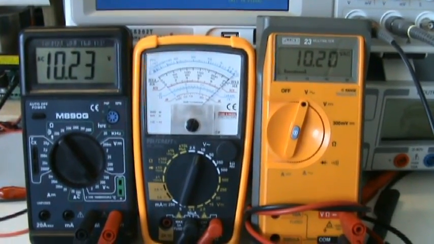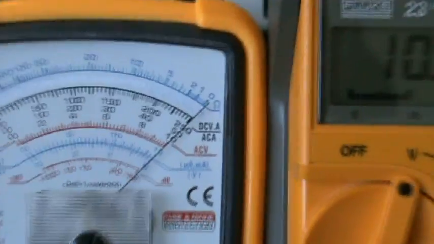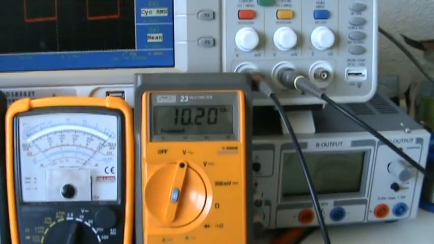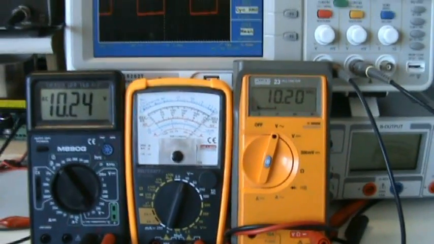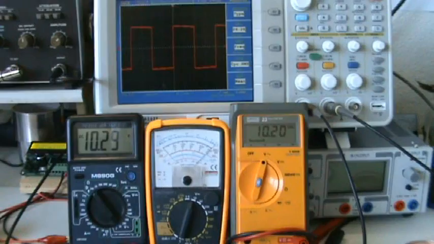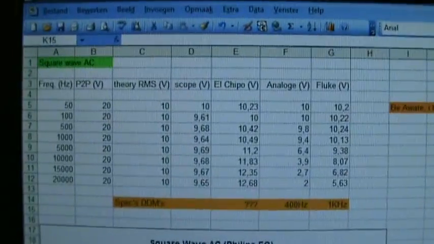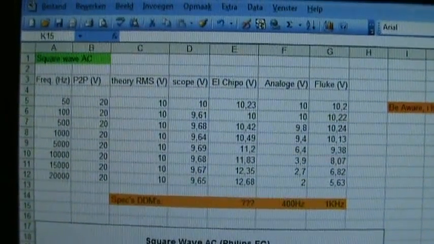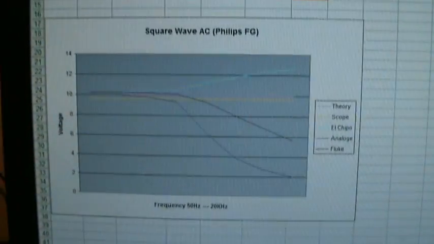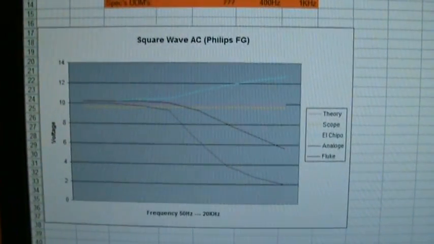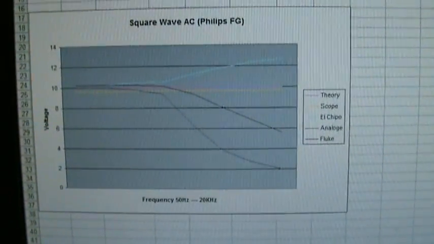10.23, the left one. Analog meter is bang on, 10 volts, and the Fluke meter is 10.2 volts. So this is fairly in line with the RMS value. Okay, going to measure the rest of the frequencies now. Okay, this is the result of the square wave run, and also a little graph showing again the deviation from the theory via an equation.